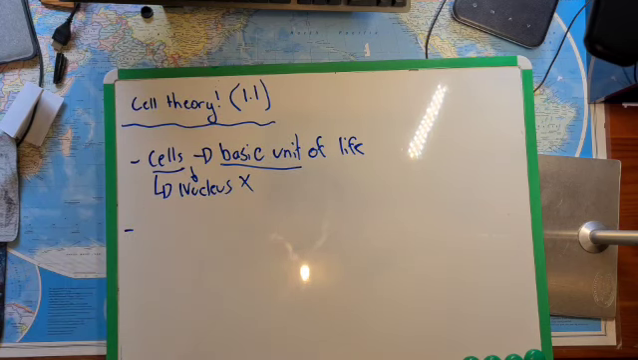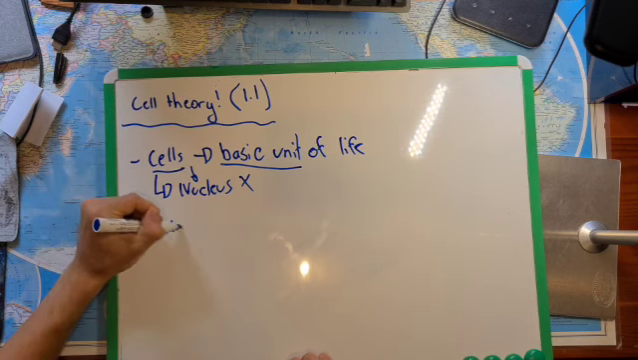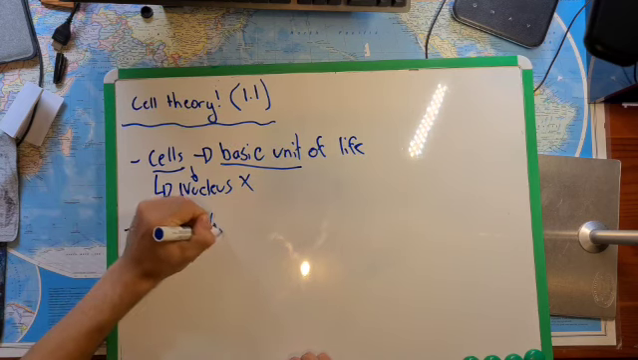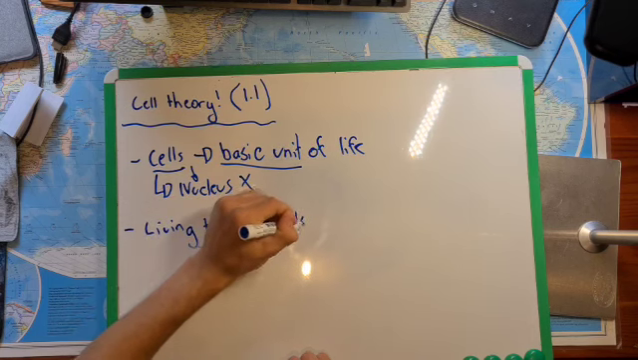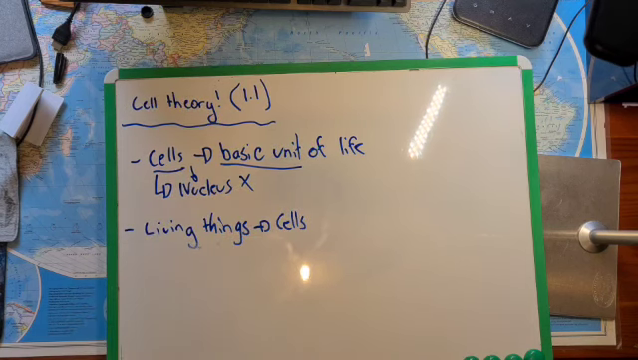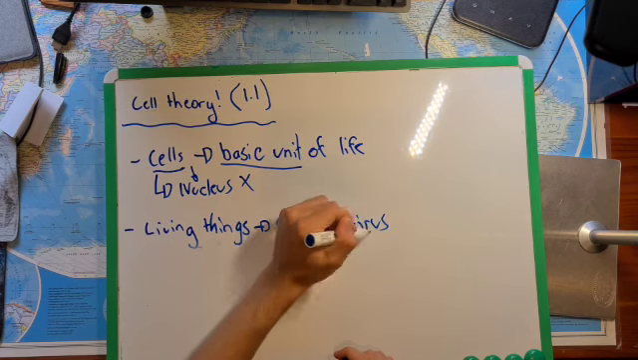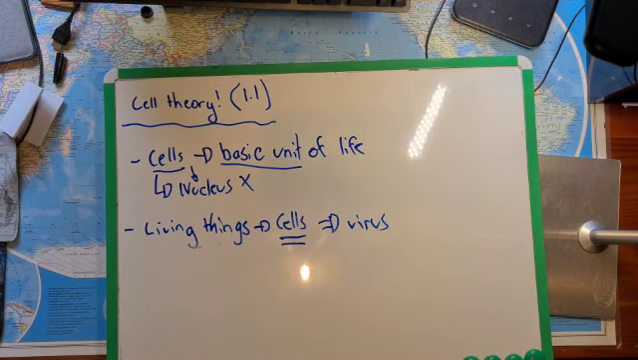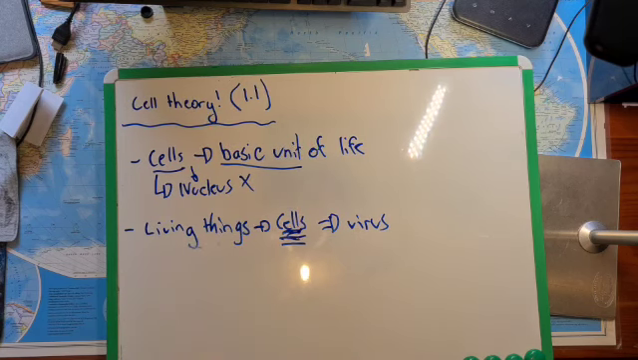A second section of cell theory is that all living things are composed of cells. This means that anything that is alive in the world that we live in must have cells within it. So something like a virus would not be considered alive as it does not contain these cells.